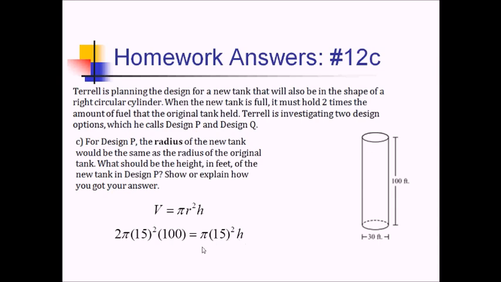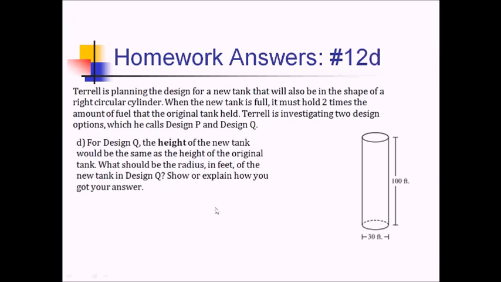Now, if you look at what we've got, we have a pi on both sides. Those can cancel. We have a 15 squared on both sides. Those can also cancel. So h is just going to be whatever we've got on the left side here, 2 times 100, which is 200 feet.